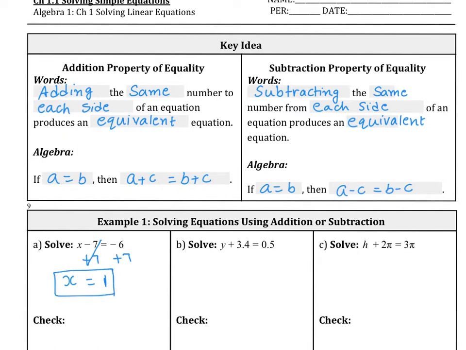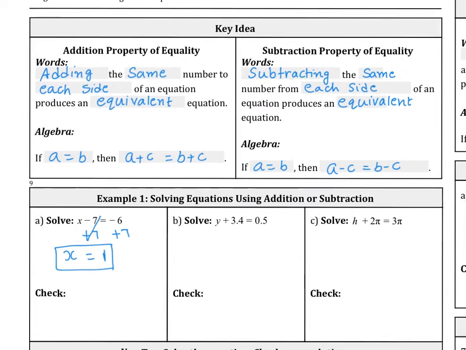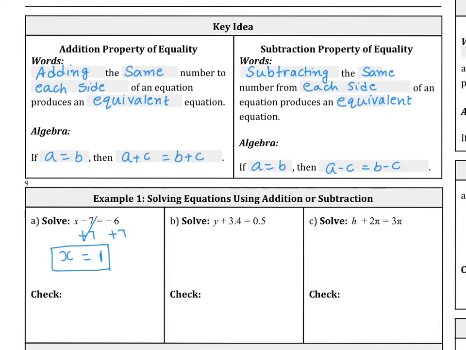And when you check your solution, which means that you're going to use this x equals 1 and plug it into the equation. So the equation is this, that's our original equation, and you're plugging in 1 here, and 1 minus 7 equals negative 6. The other side is already negative 6, so negative 6 equals negative 6, which is true, and that's going to be your right answer. That is x equals 1.